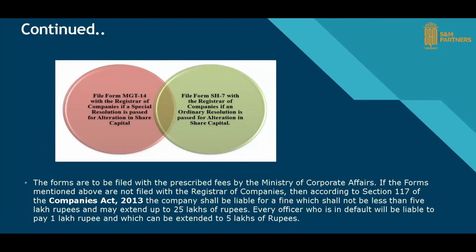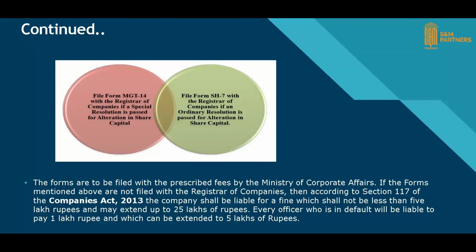A special resolution is needed when the articles of association do not permit such alteration of share capital. Then you call a board meeting and decide, and several steps are taken. First, to alter the articles of association, and then, once they include this provision of alteration of share capital, form MGT 14 has to be filed to bring a special resolution for alteration of share capital.